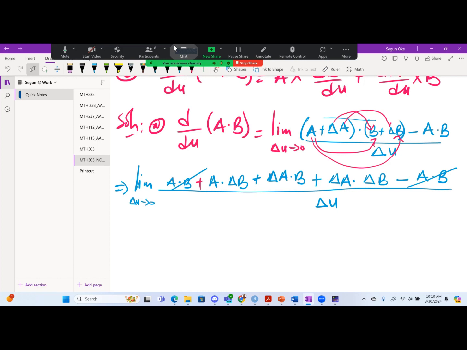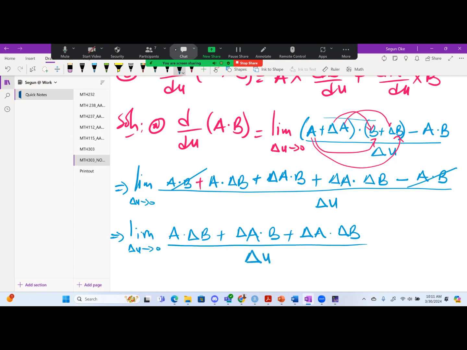Okay, good. So if those two cancel, what remains is the limit as change in u tends to 0 of A dot change in B plus change in A dot B plus change in A dot change in B, divided by change in u.